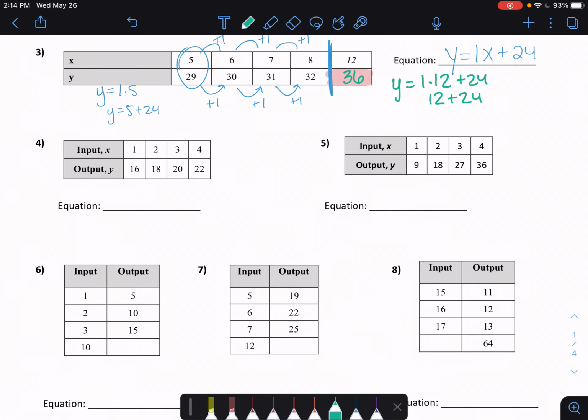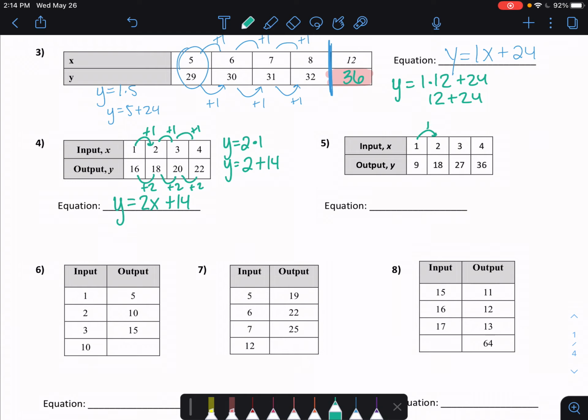For number 5, my inputs go by 1s. My outputs go by 2s. So I'm going to start with y equals 2x. And then I'm going to check, well, y equals 2 times 1. 2 times 1 is 2. To get to 16, I'm going to add 14. So onto my rule, I'm going to add 14.